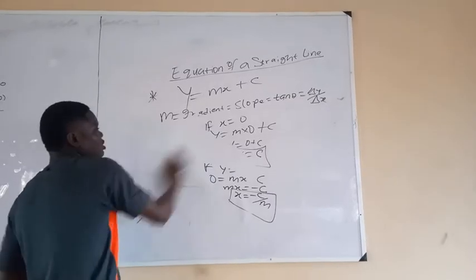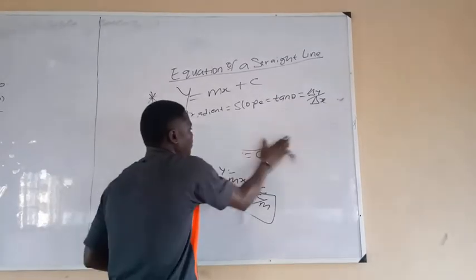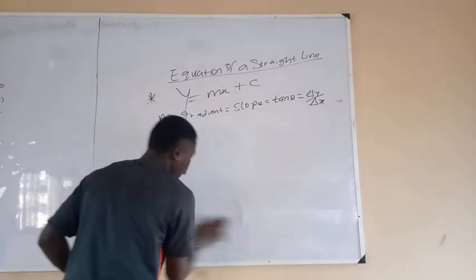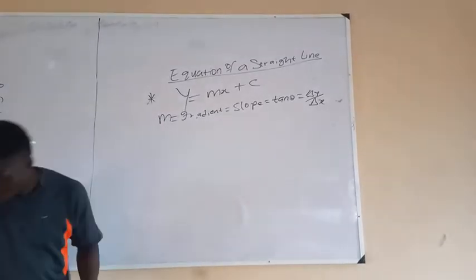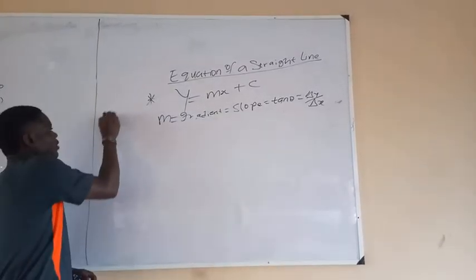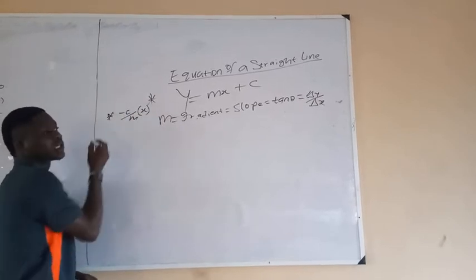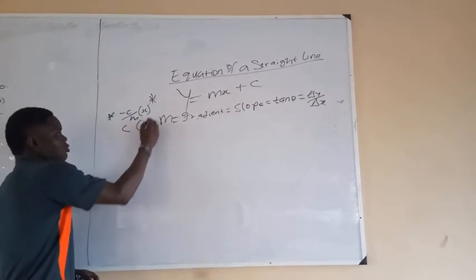So let me talk about the second form of writing the equation of a line. The second form, I just want to derive it. I won't talk much. In deriving it, let me just state some facts. Minus c over m is the intercept on the x-axis, and c is the intercept on the y-axis.